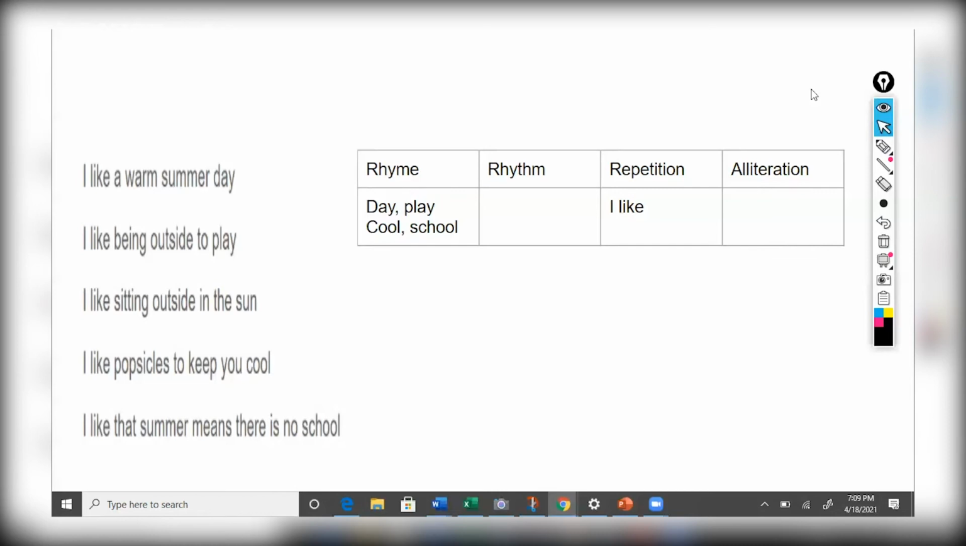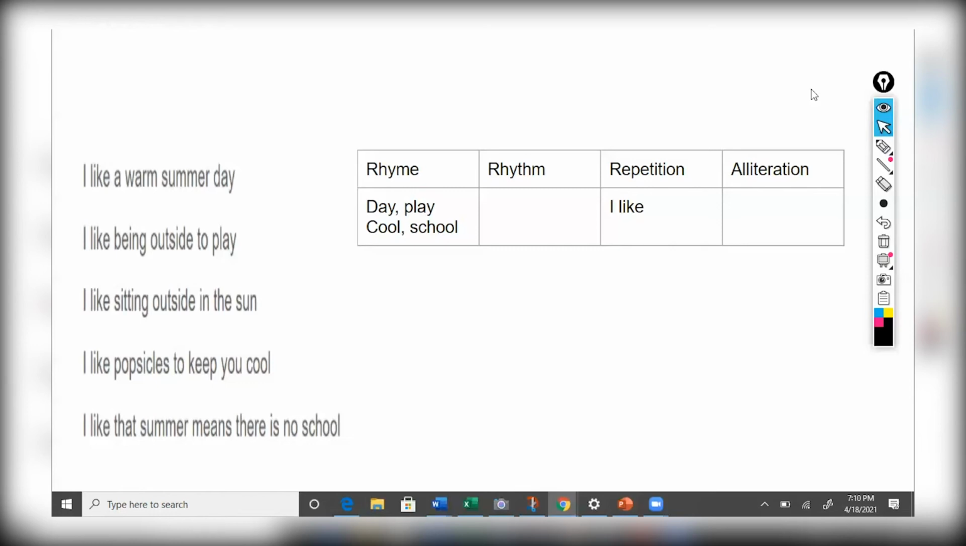Repetition. In this poem, we heard I like a warm, I like being, I like sitting, I like popsicles, I like that. Each line contained the words I like. That's what we mean by repetition. We heard the same words repeated again and again.